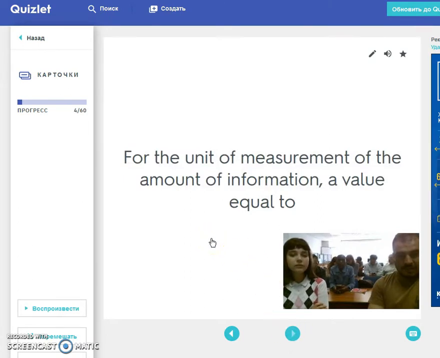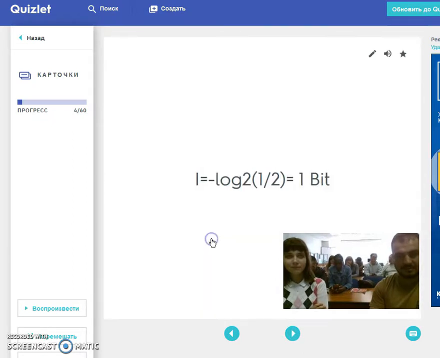For the unit of measurement of the amount of information, a value equal to I = -log2(1/2) = 1 bit is taken.